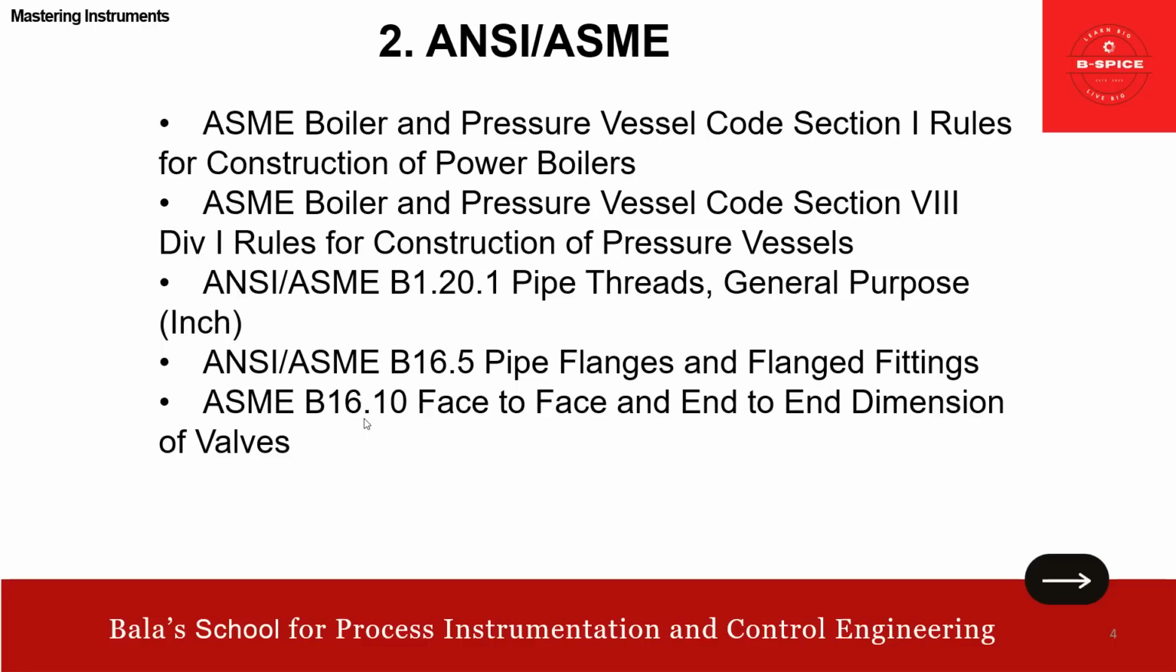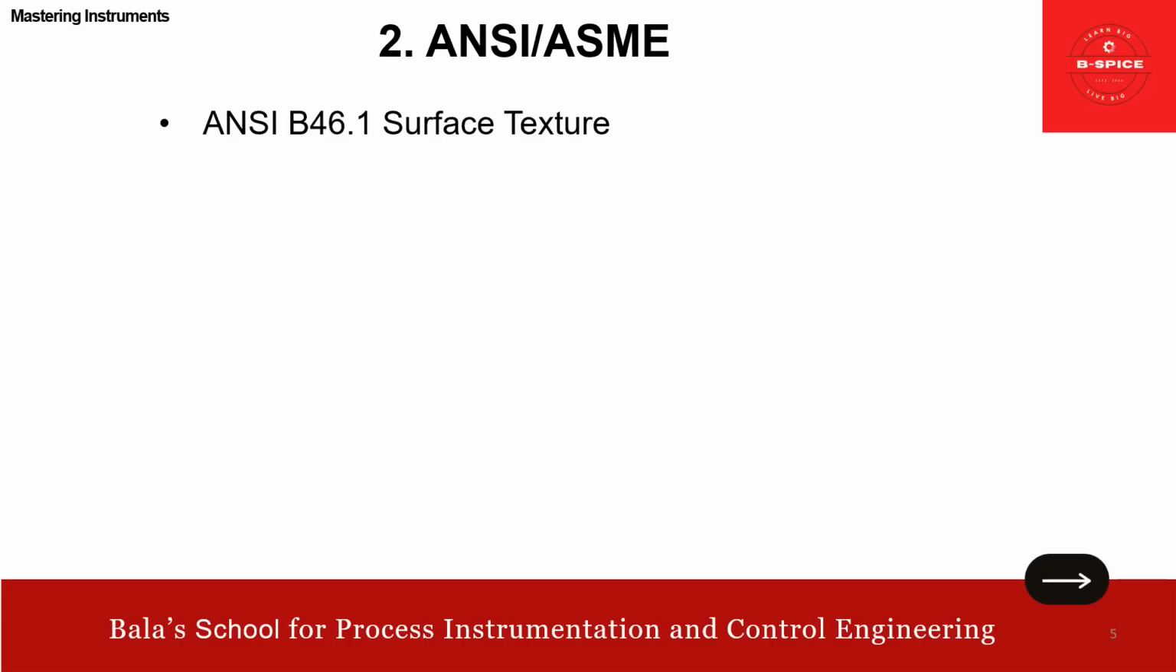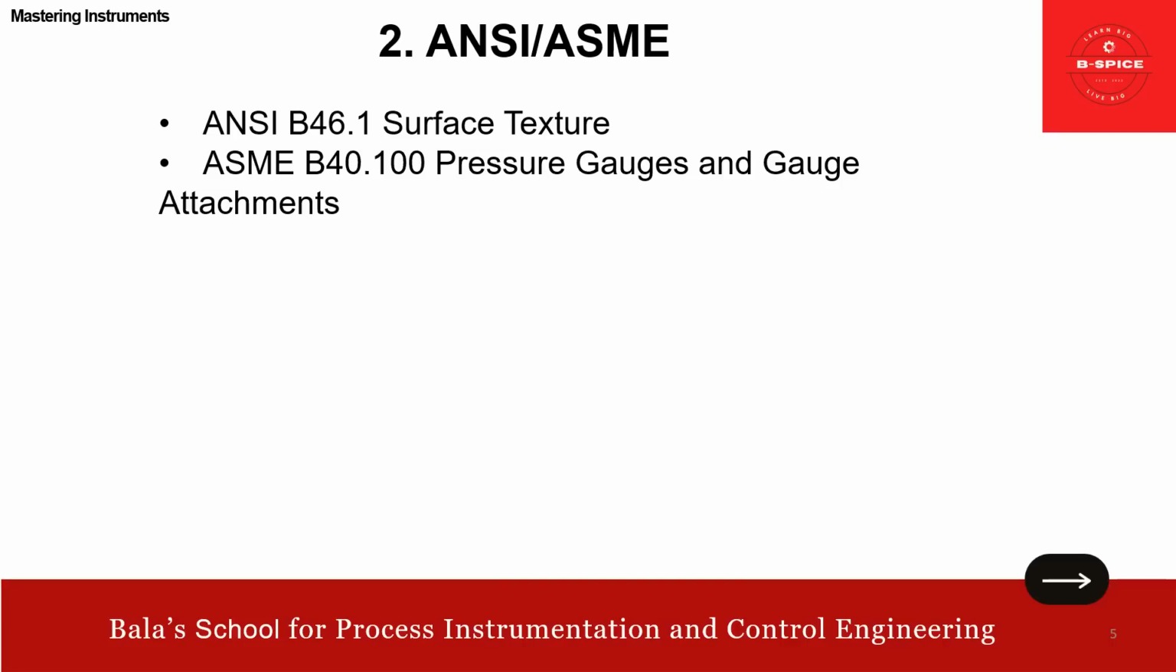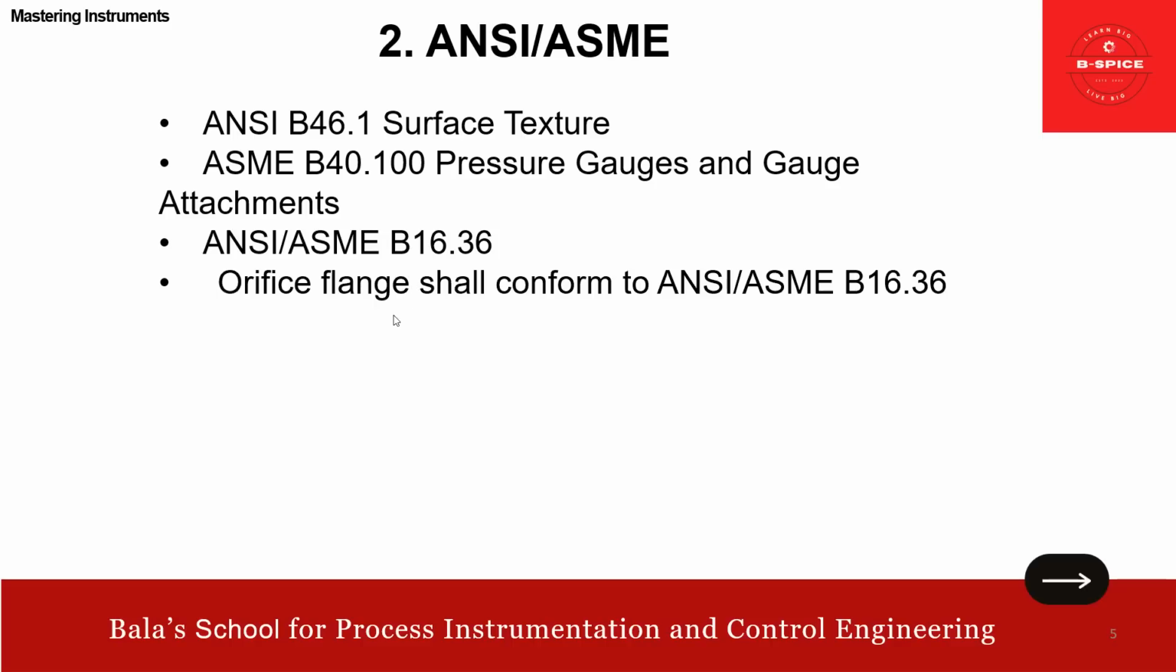Then ASME B16.10, face-to-face and end-to-end dimensions of valves. This is also very relevant to us. Then ASME B31.3, process piping. Then a few more. ANSI B46.1, surface texture. ASME B40.1 talks about pressure gauges and gauge attachments. Very important, friends, even one of the interview questions actually. ASME ANSI B16.36 focuses on the orifice flange.